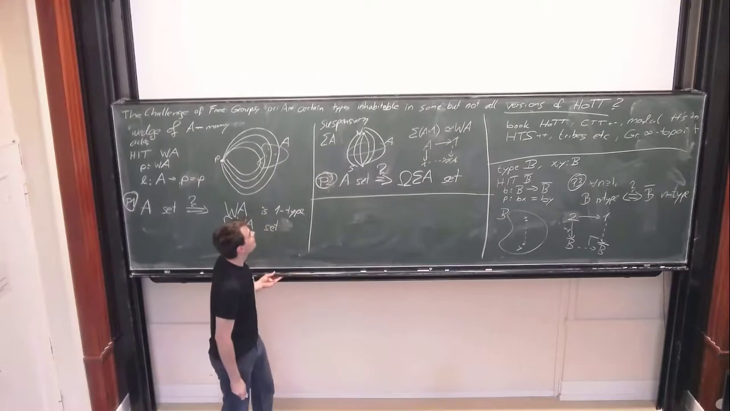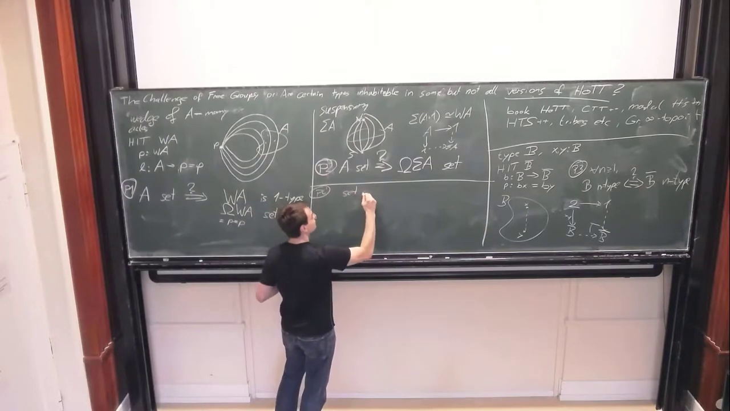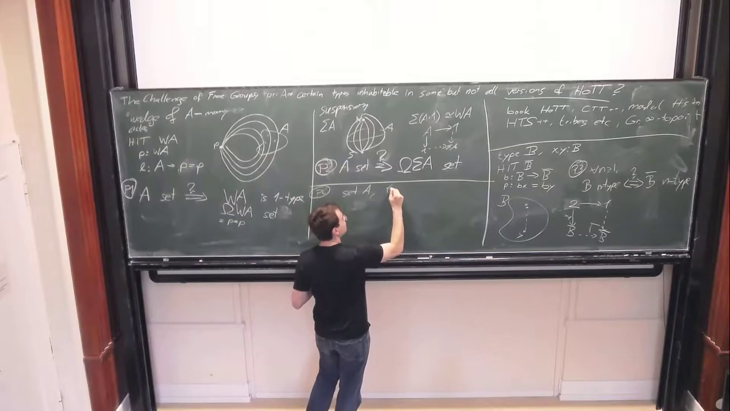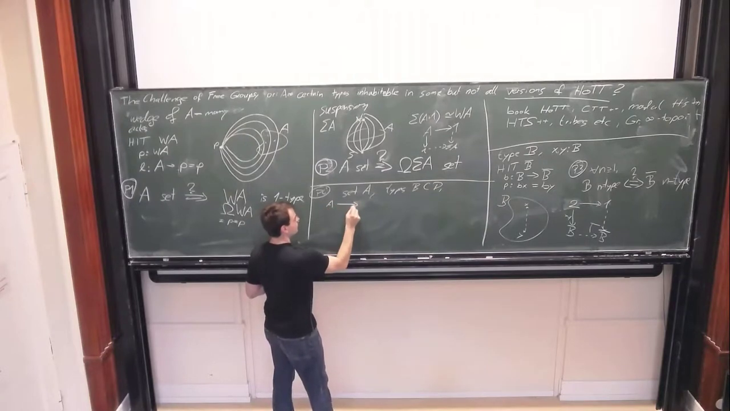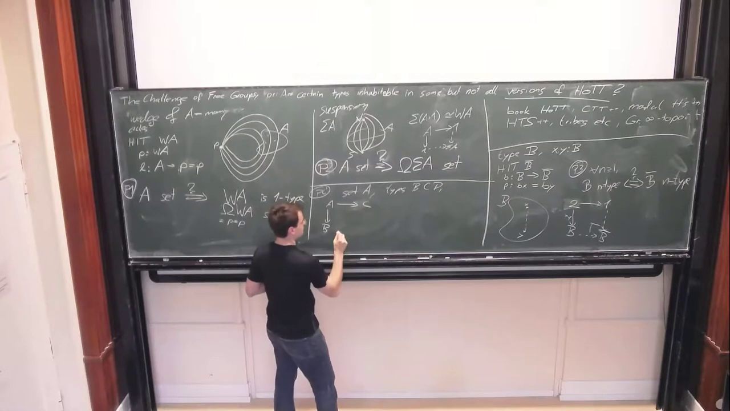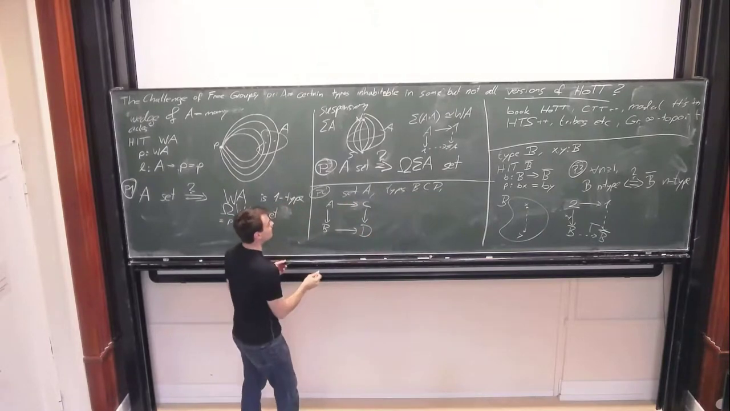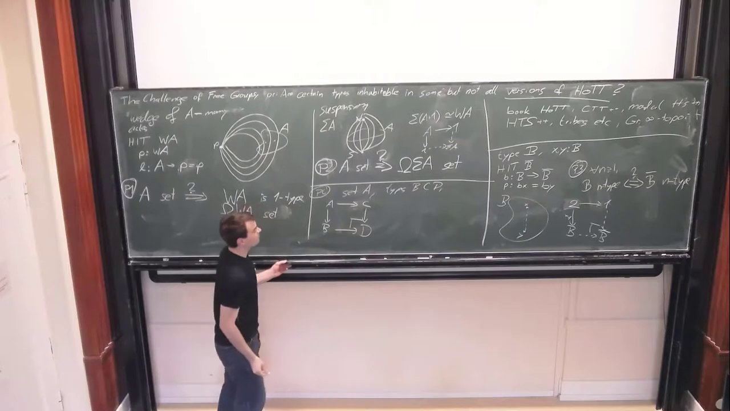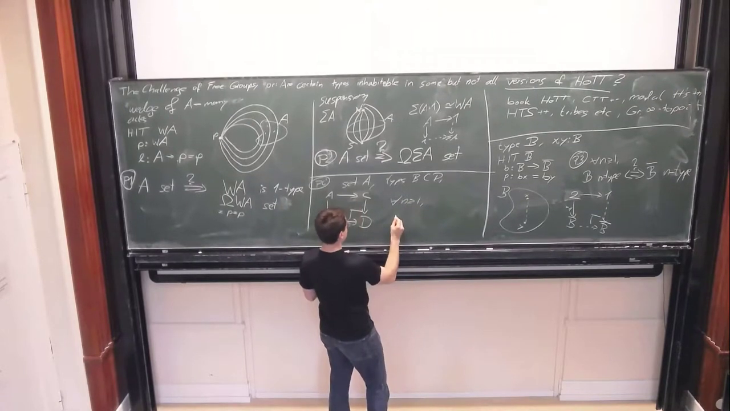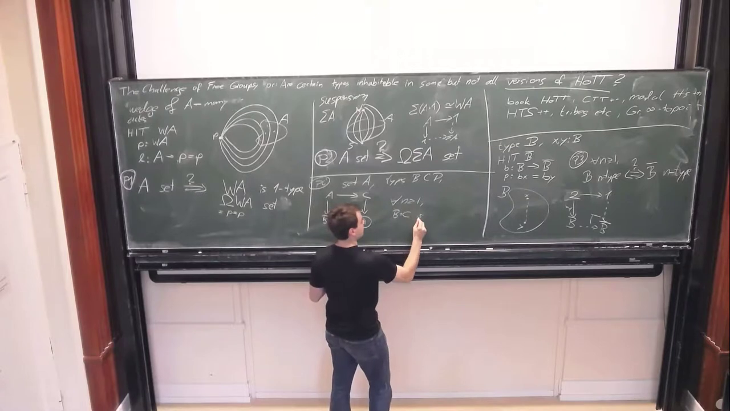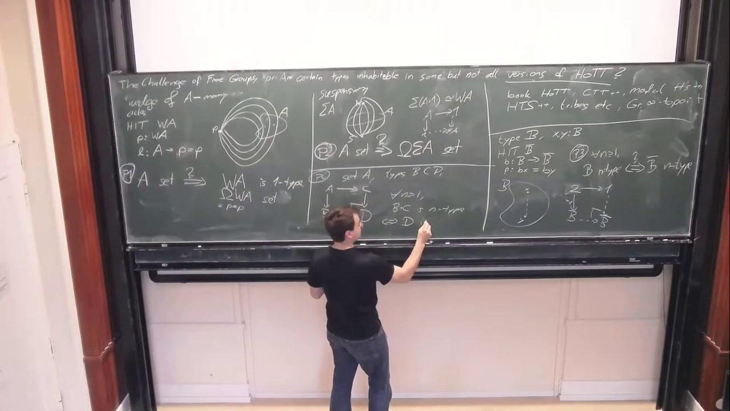So the generalization of these problems would be: we have a set A, and we have types B, C, D, such that we have a pushout square like this. Then is it true that for every n at least one, B plus C is an n-type exactly if the pushout D is an n-type?